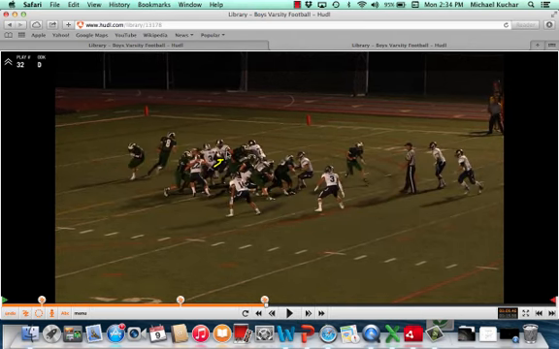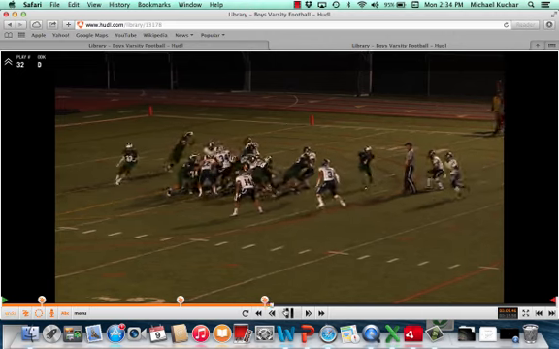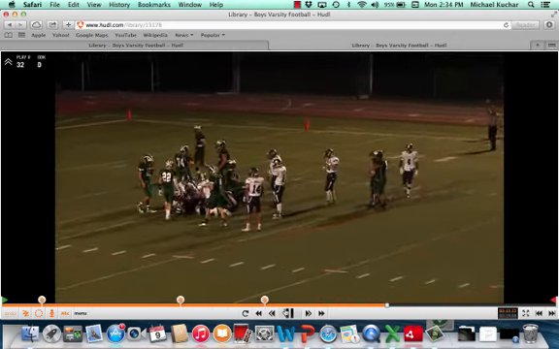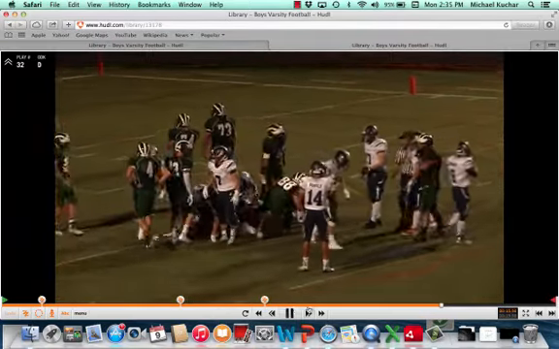Again, pretty good contact by the offensive line, but just staying low and playing with leverage does help you make that play. Those are just some clips of the under front against a double wing offense.